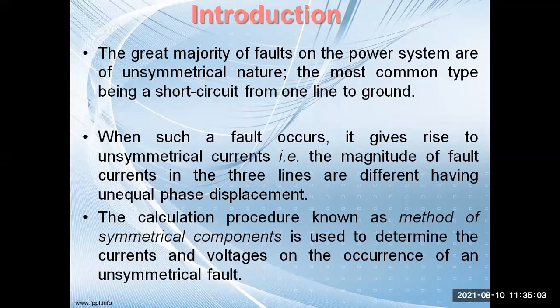You see, the great majority of faults on the power system are of unsymmetrical nature, the most common type being a short circuit from one line to ground. The fault may occur in different categories, but the most common type is a single line to ground fault. One phase is directly shorted with the ground. When such a fault occurs, it gives rise to an unsymmetrical current. You need to understand what an unsymmetrical current is. When the currents in different phases are different, then it is an unsymmetrical current. It is not equal in different phases.